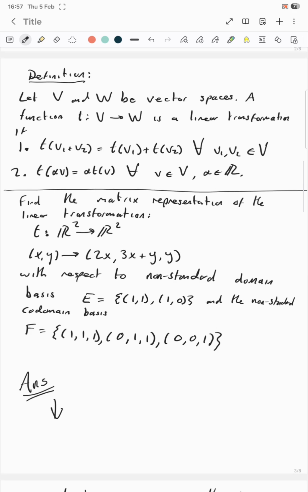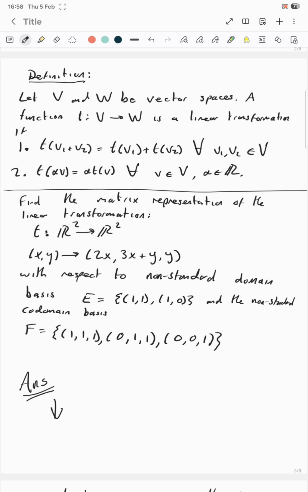Now a definition: let V and W be vector spaces. A function T which maps V to W is a linear transformation if 1. T(v1 + v2) equals T(v1) + T(v2) for all v1, v2 contained in our vector space. And second condition is T(alpha v) equals alpha T(v) for all v contained within our vector space and alpha contained within the reals.